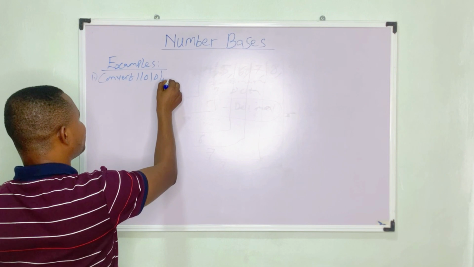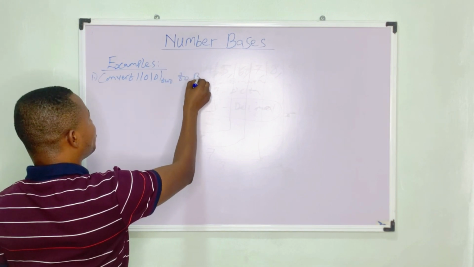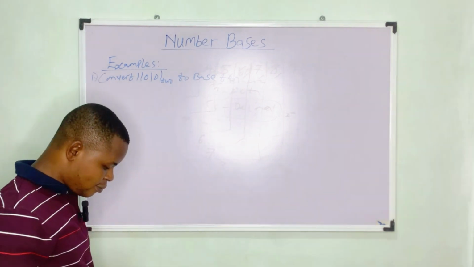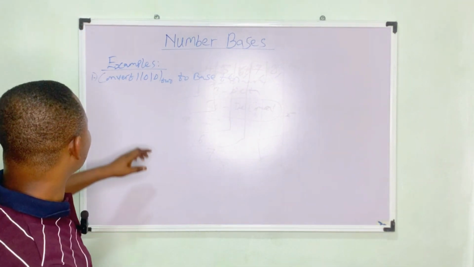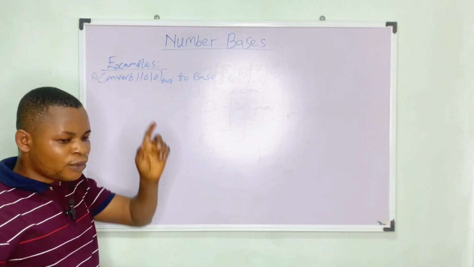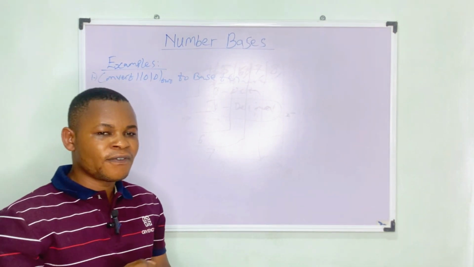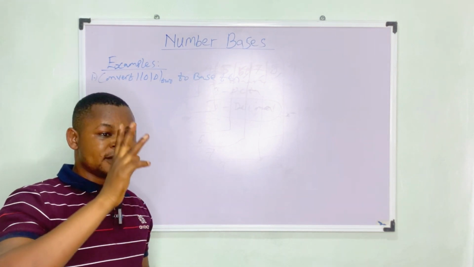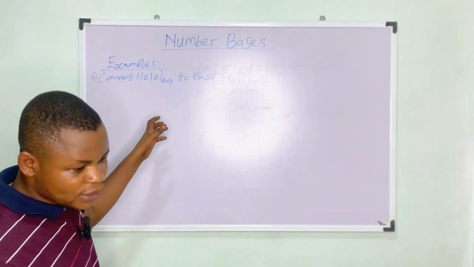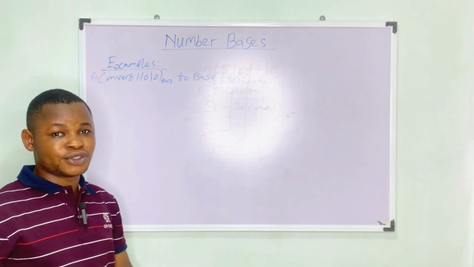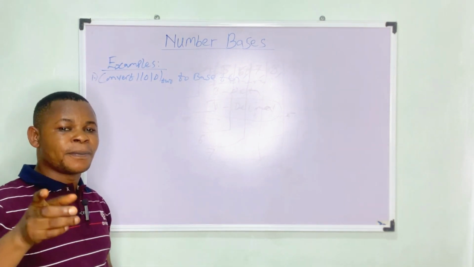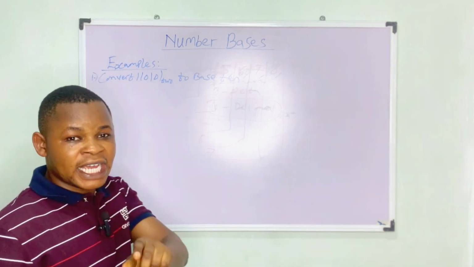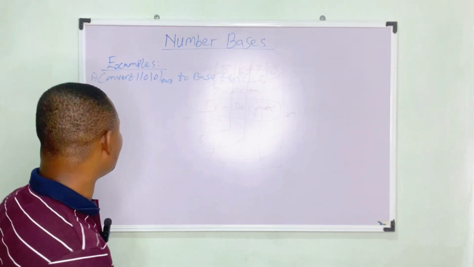Convert 10101 base 2 to base 10. Now, to do this, I want you to take note of something. Conversion from any base to base 10, you are going to use the method that I want to explain to you. And conversion from base 10 to any base, you are going to use the long division method, which I'm going to explain in this video as well.